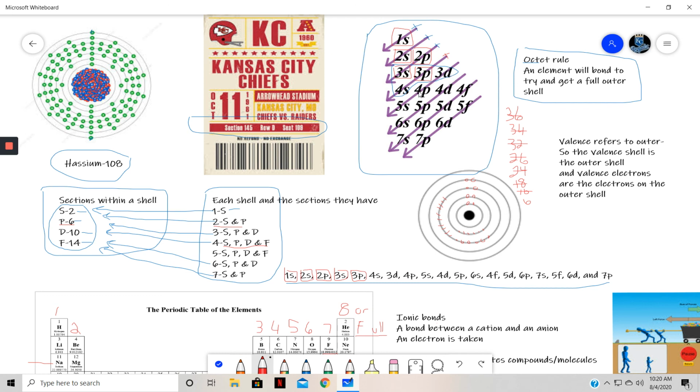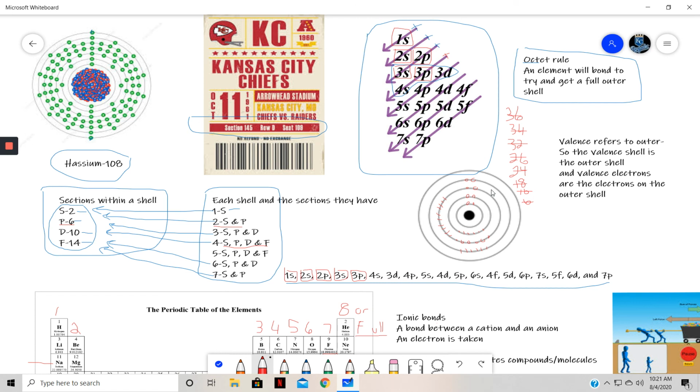Okay, and then I go to the 4p section. And this is also why I picked Krypton as well. So now I got to go to the 4p. And so 1, 2, 3, 4, 5, 6. And then we're done. And then you'll notice that Krypton on its outer shell has 6 down here and then 2 up here for 8. Okay, it has 8 electrons on its outer shell.